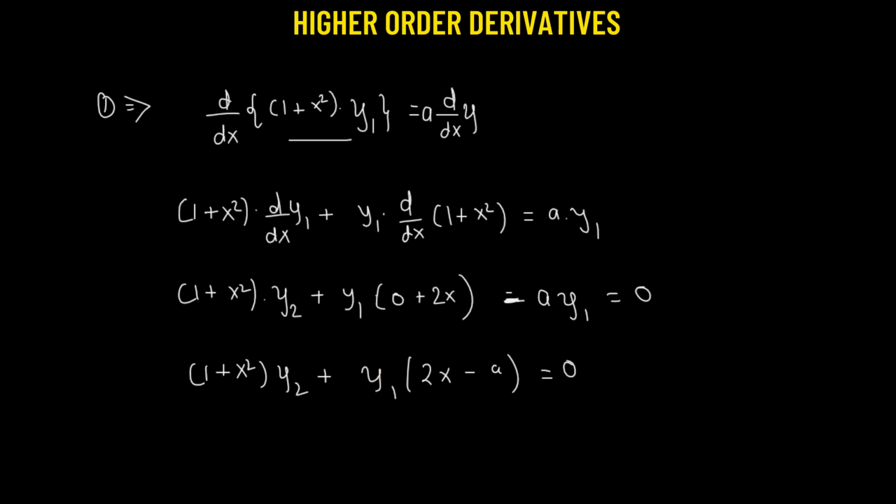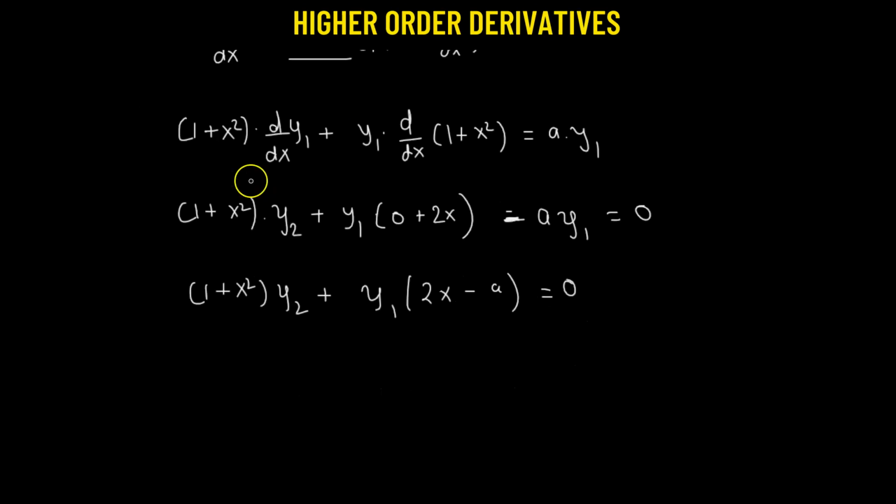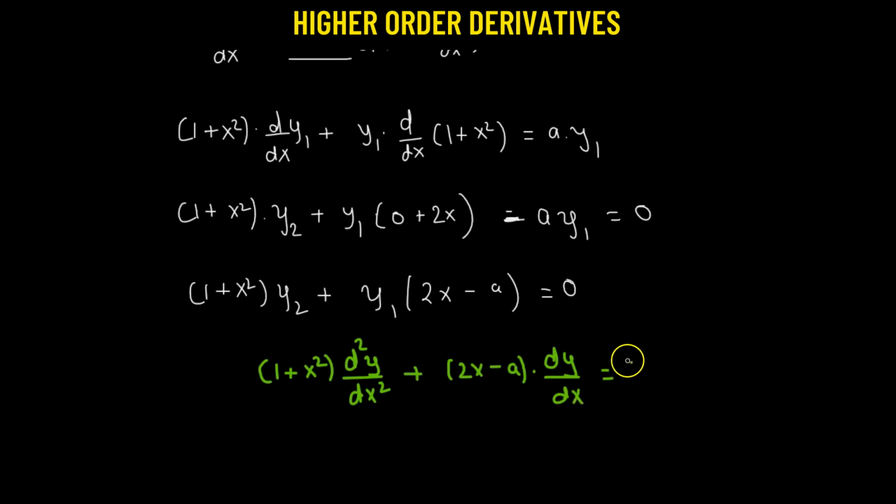And finally, we will rewrite everything to get 1 plus x squared times y2, which is actually the second derivative of y with respect to x, plus 2x minus a multiplied to y1, which is the first derivative of y with respect to x, and this is equal to 0. And this was what we were asked to prove. Hence, proved.